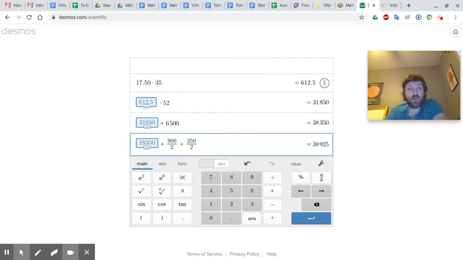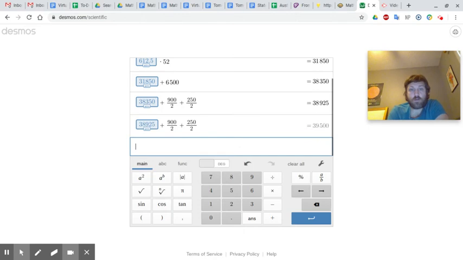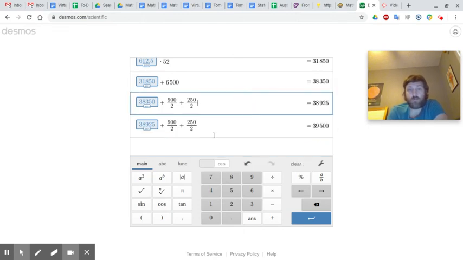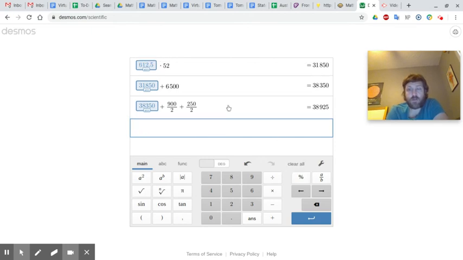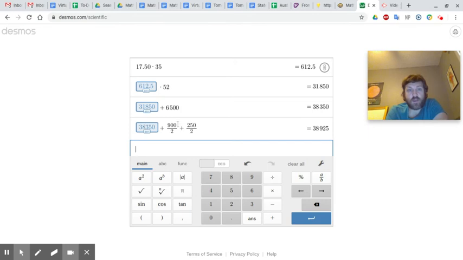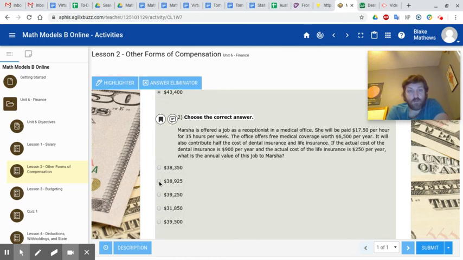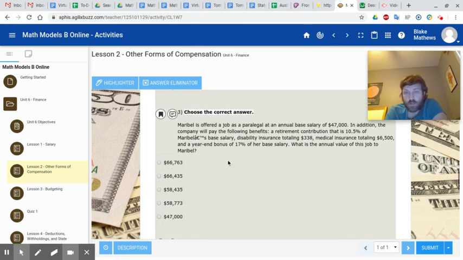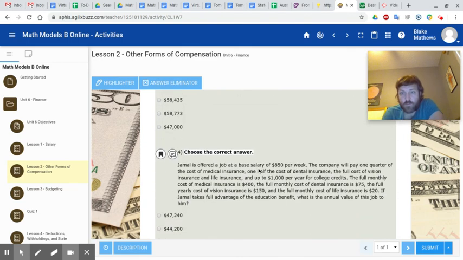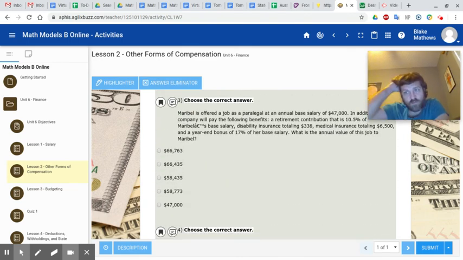So notice here I'm adding the pay plus health insurance plus dental insurance plus life insurance. And there it is. Oops, I messed that up. Let's back up. I should not have this answer there. Let's go back. There we go. All right, so I did it twice. But you can see I added 900 divided by 2 and I added 250 divided by 2. 38,925. And there's our answer right there. So it's more or less like this. There are some percentages here, but I'll just work through these together.